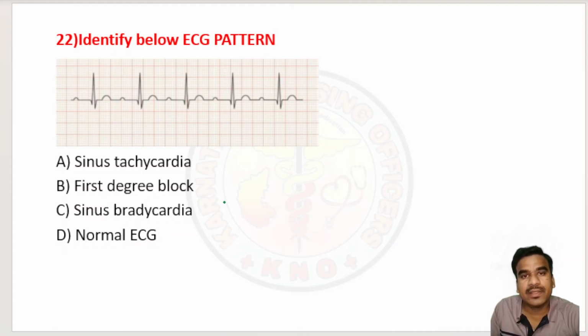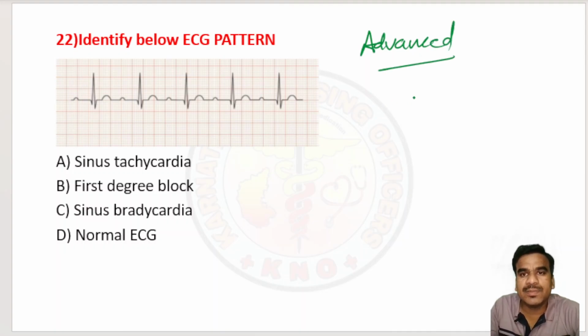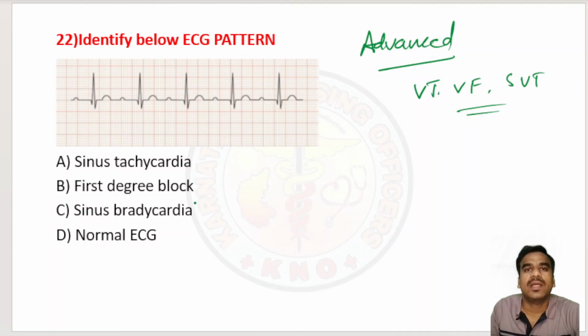Identify the below ECG pattern. Okay, identify the below ECG pattern. This is also a most expected question and a most advanced question in NORCET. In these many years they have asked only VT, VF, SVT, abnormalities like this. They give the abnormal ECG and ask you to identify the given ECG. So this is one more advanced question.